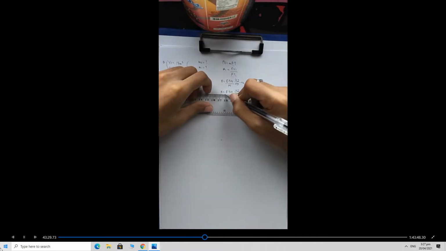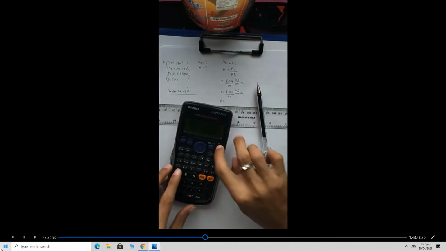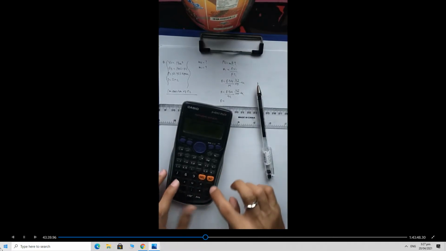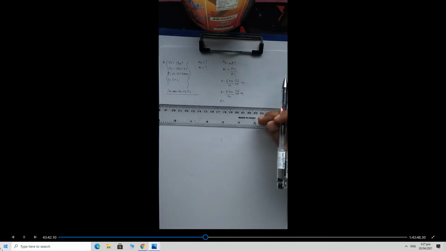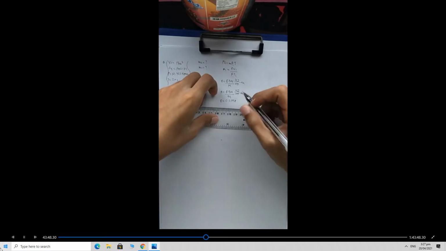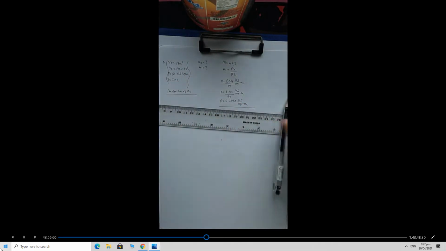So R now becomes, for oxygen, 8.314 kilojoules per kilogram degree Kelvin. Dividing 8.314 by 32, our R, or gas constant, becomes 0.2598 kilojoules per kilogram degree Kelvin. Alright, so that's for our gas constant.